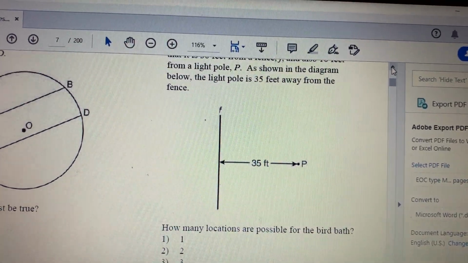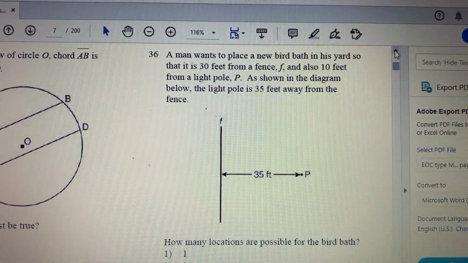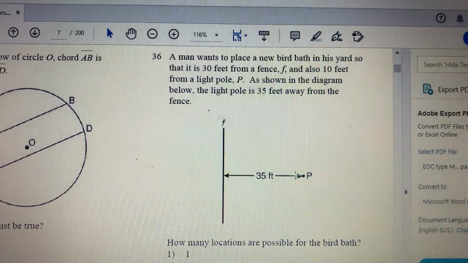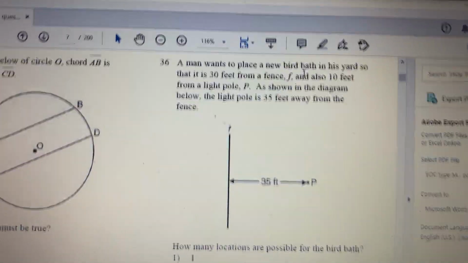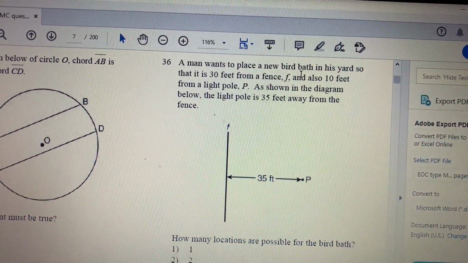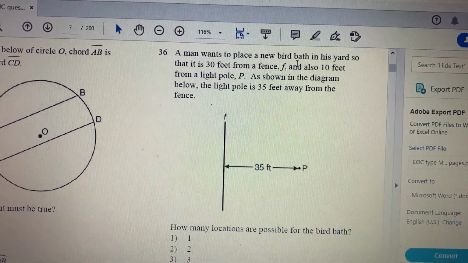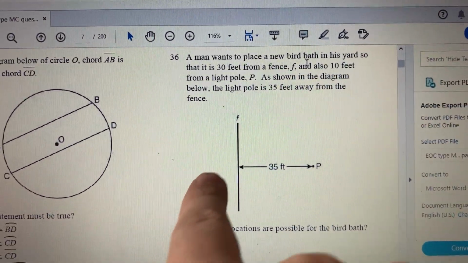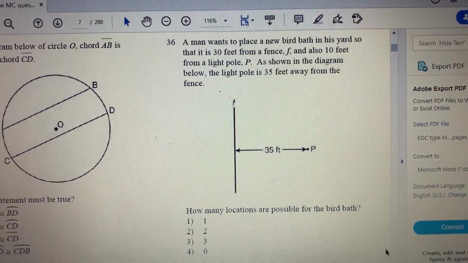So we didn't really talk about this. If anything, it kind of looks like we're dealing with a perpendicular bisector, but it's not really, okay? A man wants to place a new bird bath in his yard so that it is 30 feet from a fence and also 10 feet from a light pole. As shown in the diagram below, the light pole is 35 feet away going straight across from the fence.